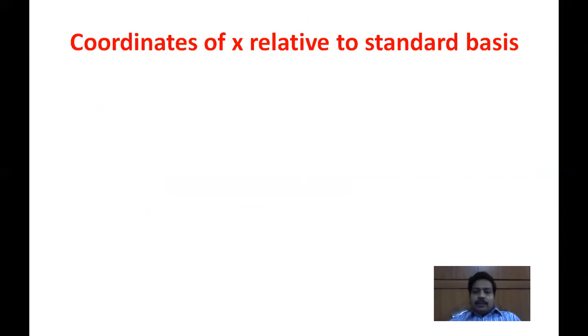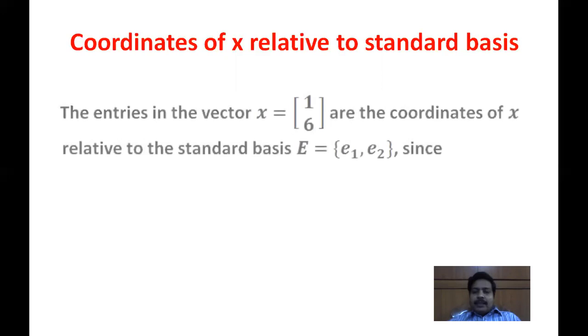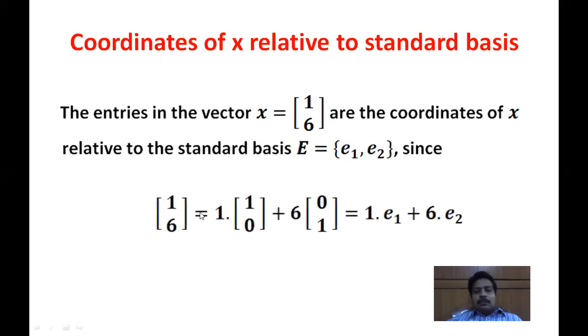And when we use the standard basis in place of a basis, then the coordinates of x are equal to the coordinates [x]_E. Usually we denote the standard basis by E. For example, the entries in the vector x equal to (1, 6) are the coordinates of x relative to the standard basis E equal to {e1, e2}. Then (1, 6) can be represented as 1 times (1, 0) plus 6 times (0, 1). So here 1 and 6 are the weights. So this can be represented as 1 e1 plus 6 e2. So our E coordinate vector is again (1, 6), which is equivalent to this x. So for the standard basis, x and [x]_E, where E is the standard basis, are both equal.